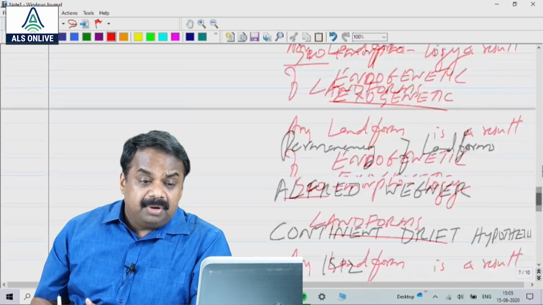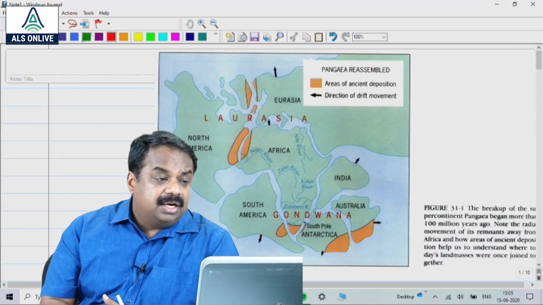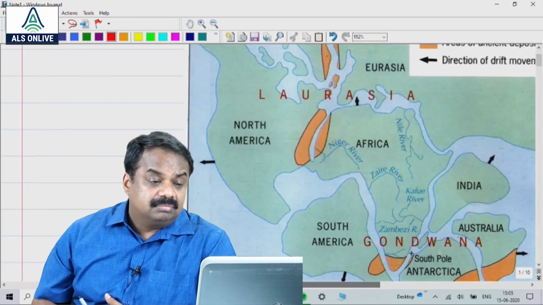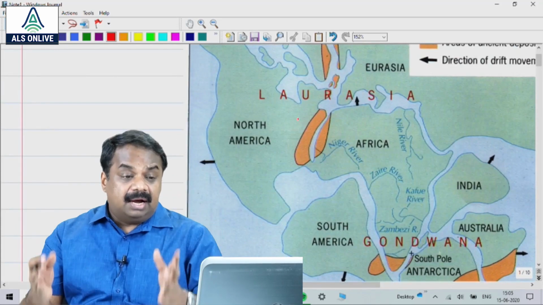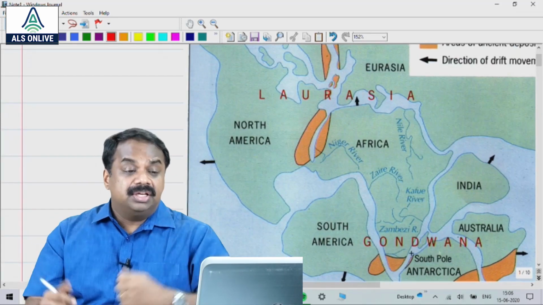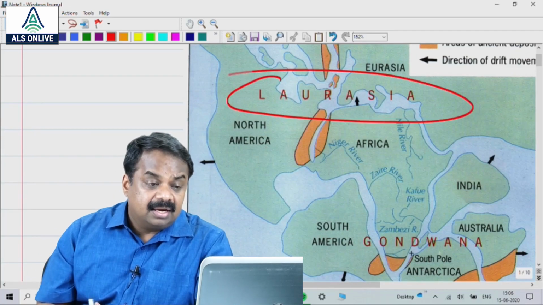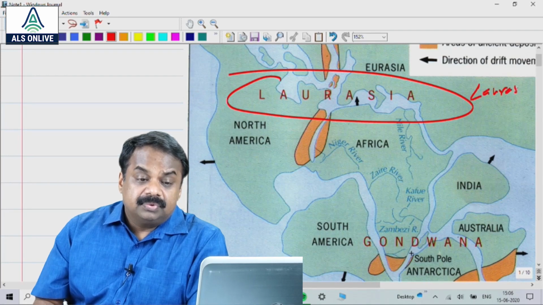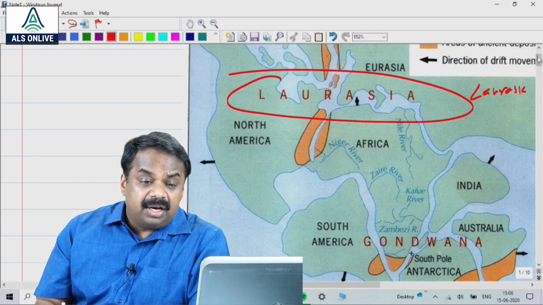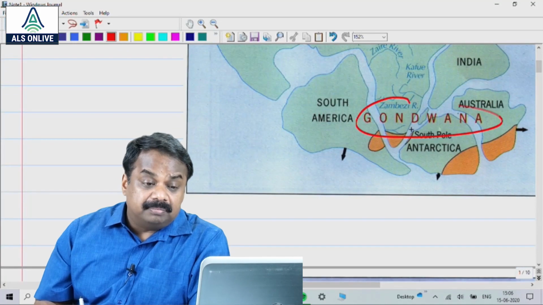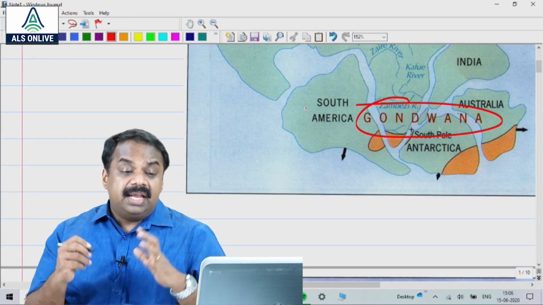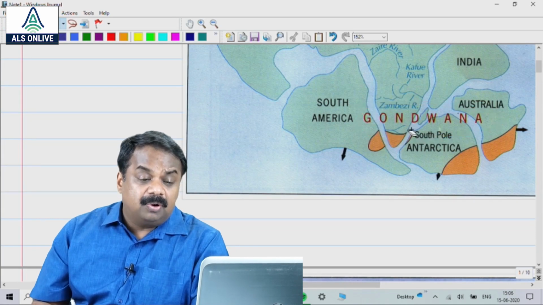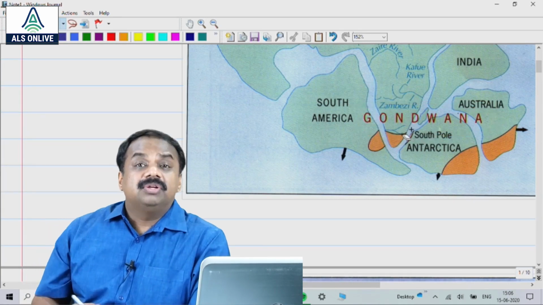So according to him, if I show you one map, he said all these continents were together. All these, North America, Africa, the northern continents were known as Laurasia. And the southern continents put together were known as Gondwana, near the South Pole. At that time the South Pole, in and around the South Pole, it was located.